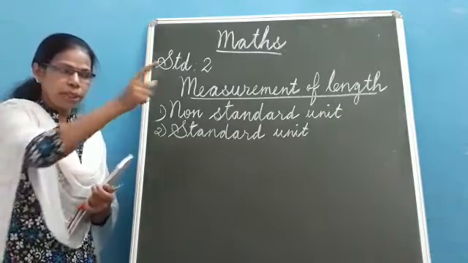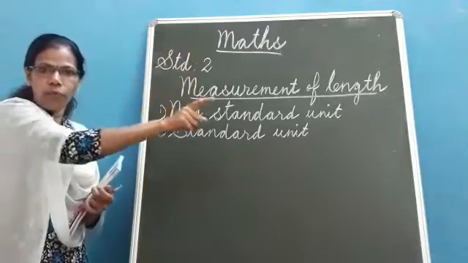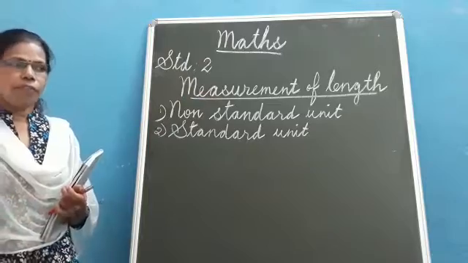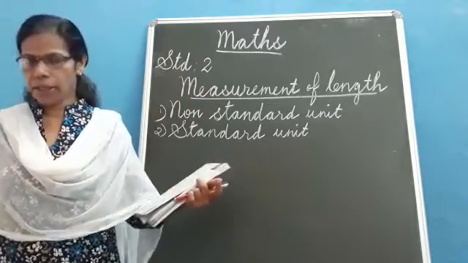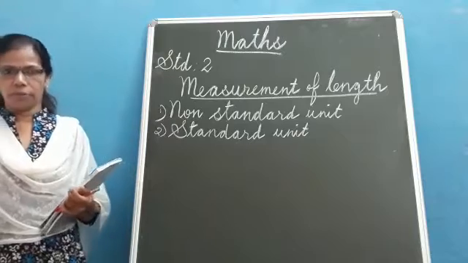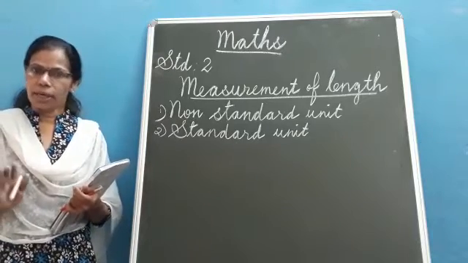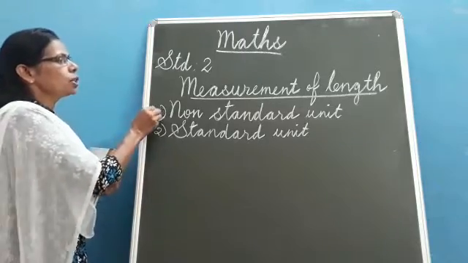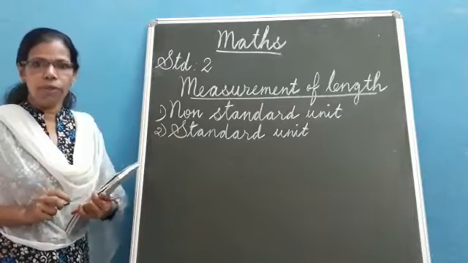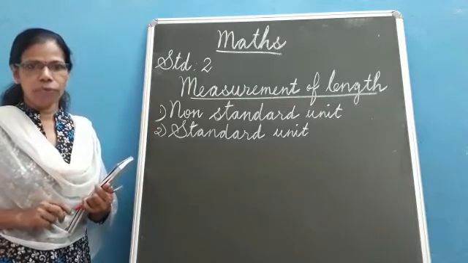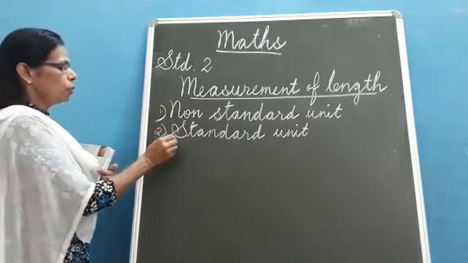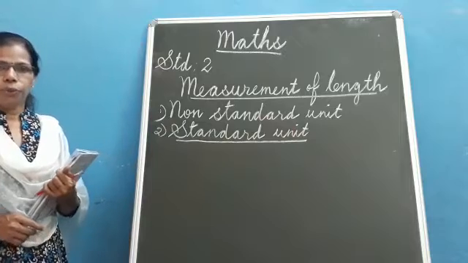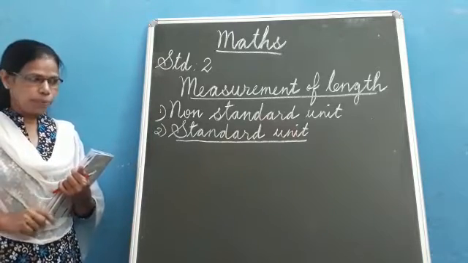Suppose you are measuring the length of your room from one wall to the other with your foot span, and your father is measuring the same length, the length will be different because your legs are smaller than your father's legs. So, we don't use this non-standard unit of length to measure the length of objects. We use the standard unit of length to measure the length of an object.